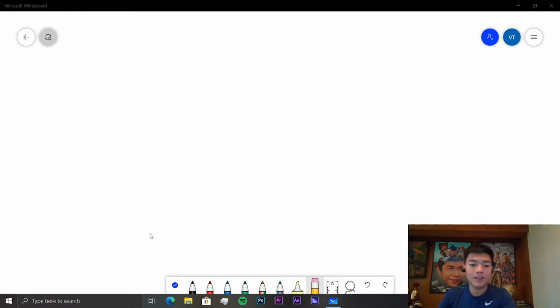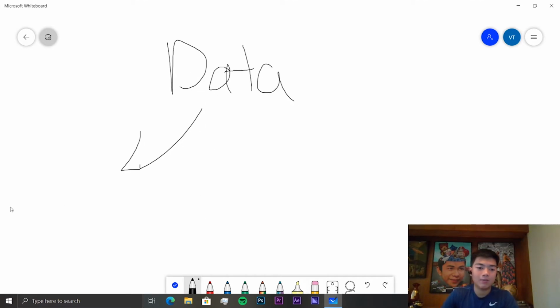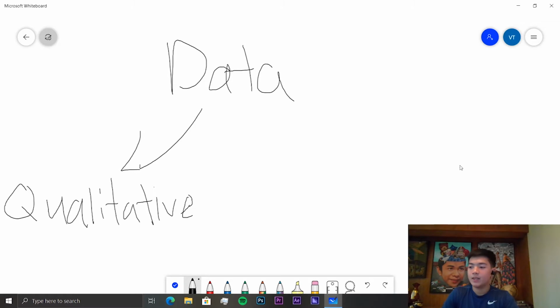And to know about that, we need to first look at the different types of data. So, data can either be qualitative, which means it's organized into certain categories, and it's usually when you have to answer the question using words, like how are you feeling today? You can't answer it with a number. You have to answer it like happy or sad or something like that.